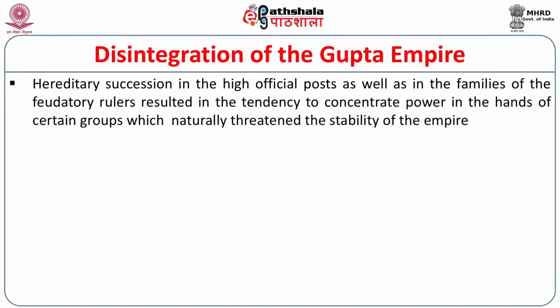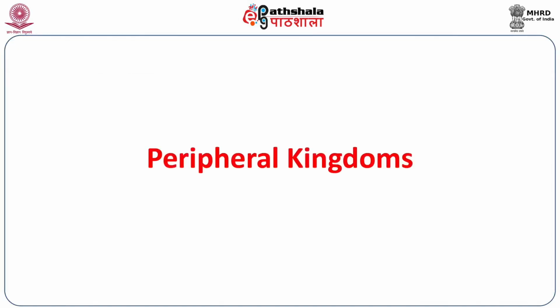Hereditary succession in the high official posts as well as in the families of the feudatory rulers resulted in the tendency to concentrate power in the hands of certain groups, which naturally threatened the stability of the empire. So some groups became powerful and so they were trying to be independent. That happened also in the case of the peripheral kingdoms.